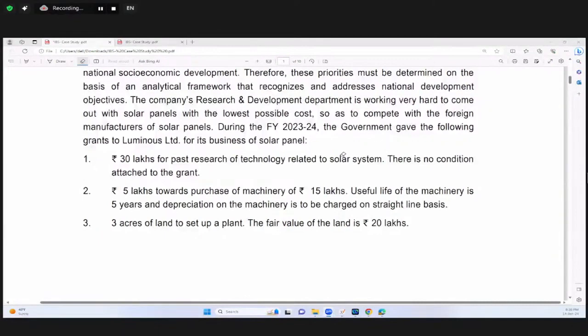तो फर्स्ट ग्रांट क्या है स्टूडेंट? 30 lakhs फॉर पास्ट रिसर्च ऑफ टेक्नोलॉजी रिलेटेड टू सोलर सिस्टम. देयर इज नो कंडीशन अटैच्ड, तो इसमें गवर्नमेंट ने कोई कंडीशन नहीं लगाई है. सेकंड इज 5 lakh टुवर्ड्स परचेज ऑफ मशीनरी ऑफ 15 lakhs. तो दिस इज रिलेटेड टू ग्रांट रिलेटेड टू एसेट, आई सपोज.